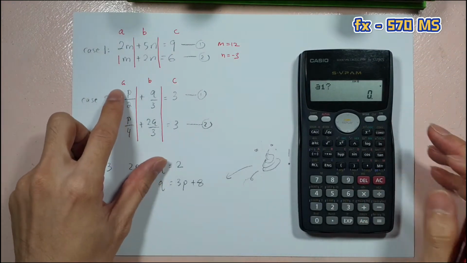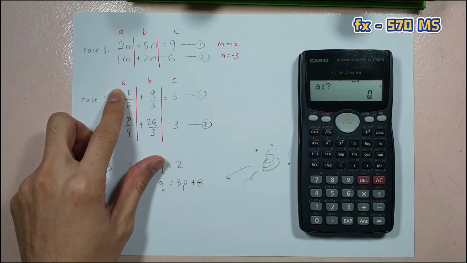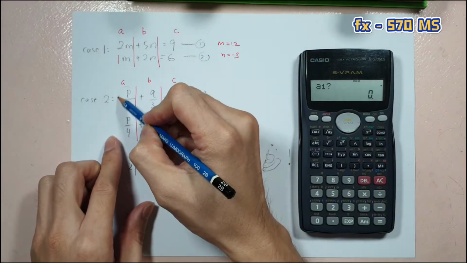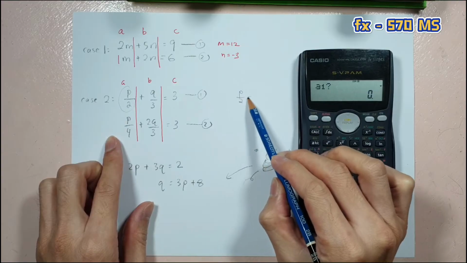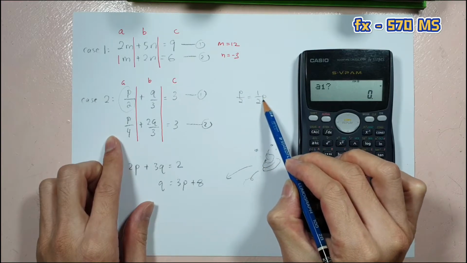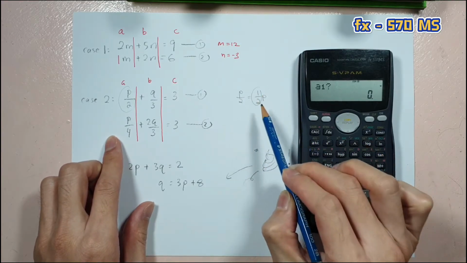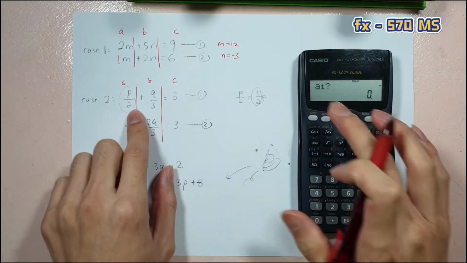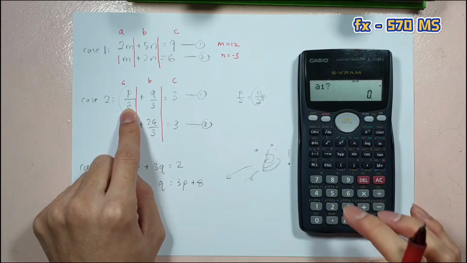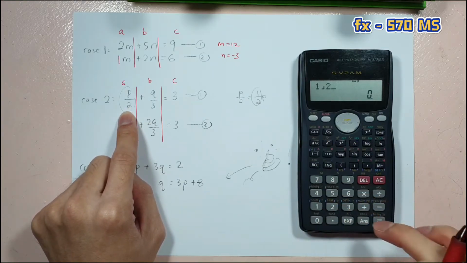Okay, so first, I need to remind you a bit. Everyone, remember I said this, P over 2 is actually 1 over 2p. So I need a 1 over 2 for the A. So everyone, the first one, A, I'm going to press 1 over 2, 1 over 2.